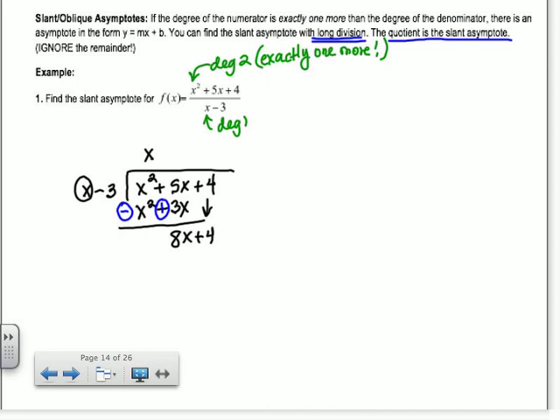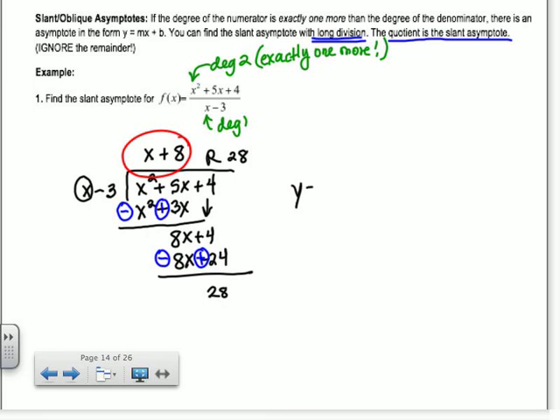Then I repeat my process. I ignore this last line that I just did. So I say, what do I multiply x by in order to get 8x? 8. So I write 8 up there. Then I multiply that 8 by both things in the divisor. 8 times x is 8x. 8 times negative 3 is negative 24. Draw the line. Change the signs. You get 28 for your remainder. That was long division. Ignore your remainder completely. The only thing you're worried about is x plus 8. That's your slant asymptote. So it's y equals x plus 8.